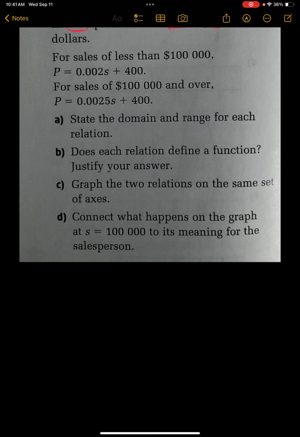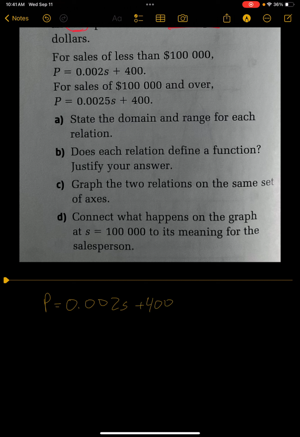And we'll call P equals 0.002 S plus 400. So base pay is 400. So that's the domain of this. The domain is S, element of real numbers, such that S is greater or equal to 0 and is less than, actually let's start from 0. Let's just write a 0 here and 100,000 here.